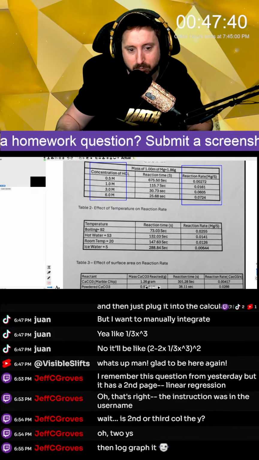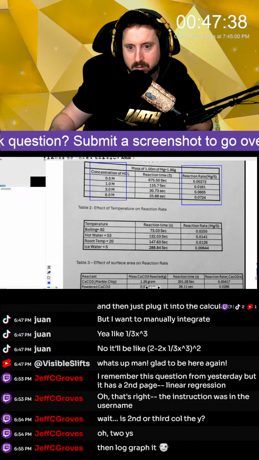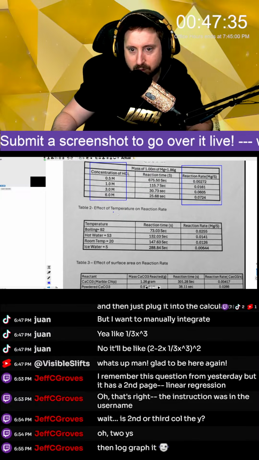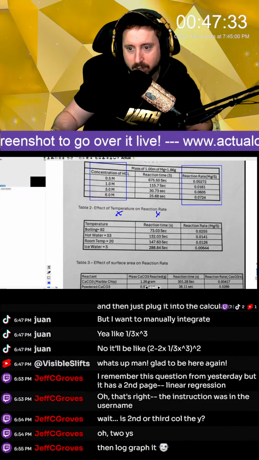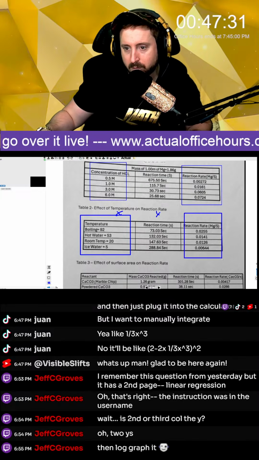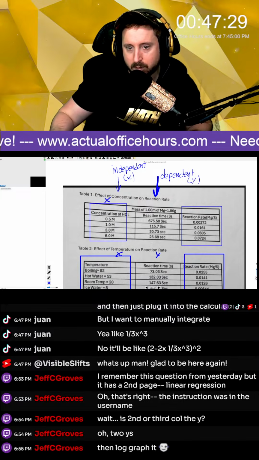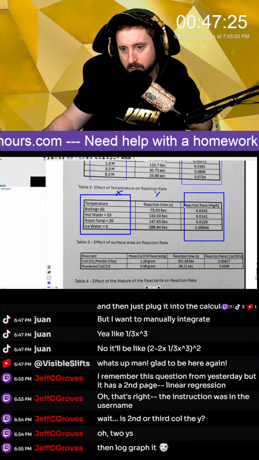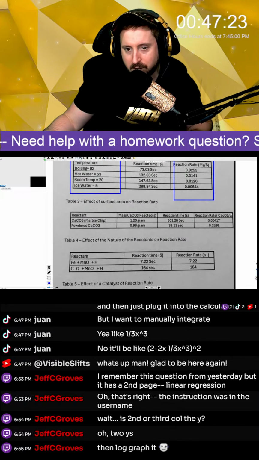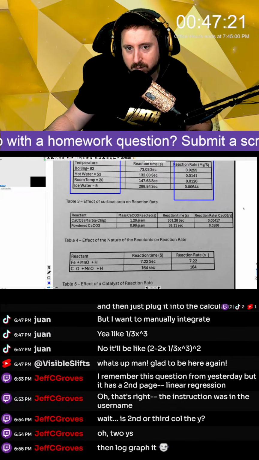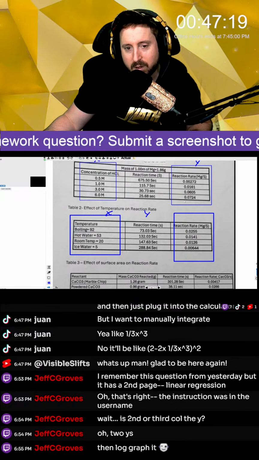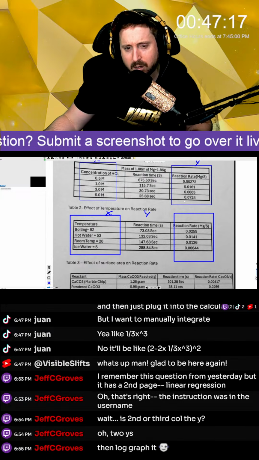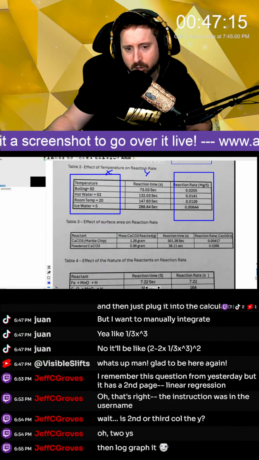Temperature on reaction rate. So then, same thing. This is X. This is Y. So there you go. Sure, we'll just label it for you. X, Y. I know my Y's look like X's. There we go. Surface area on reaction rate. Oh, interesting. No, that's okay. Okay. Surface area.